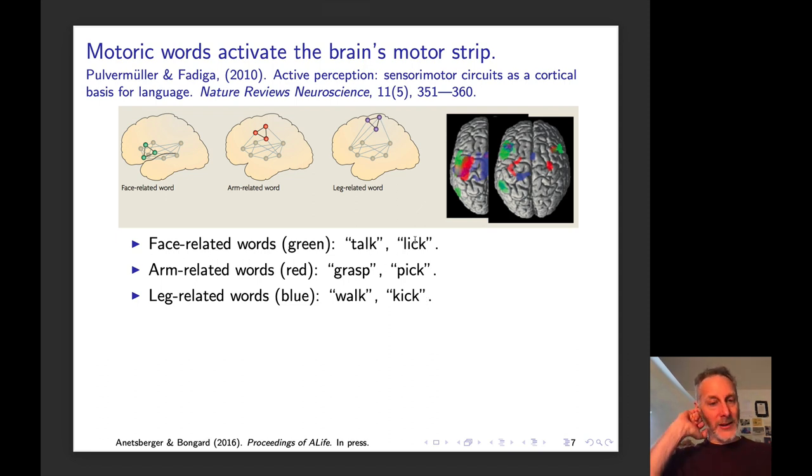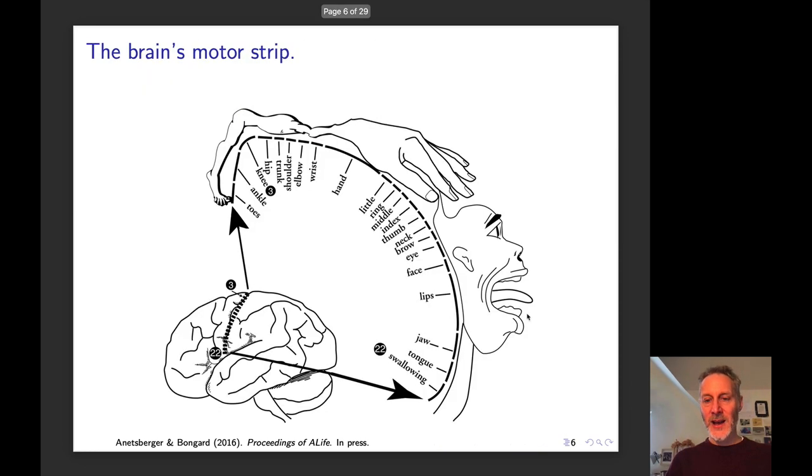Where in the brain are they lighting this up? They're lighting it up near the face related parts of the motor strip, and specifically the mouth parts of what's known as the motor homunculus. I'm sorry, I forgot to mention that.